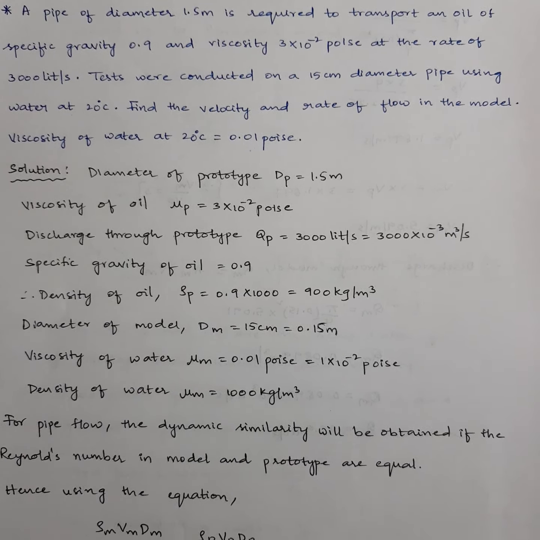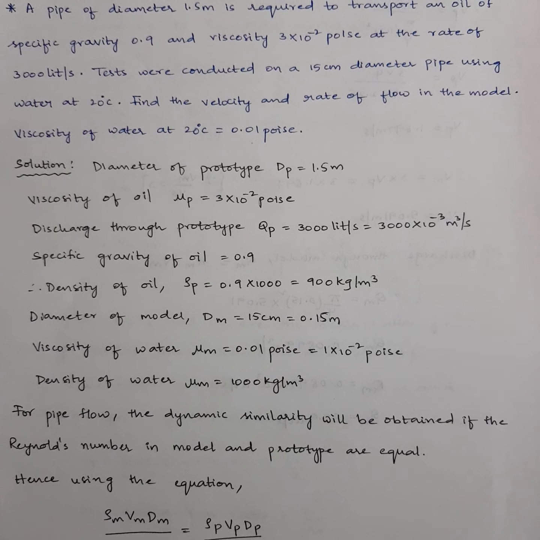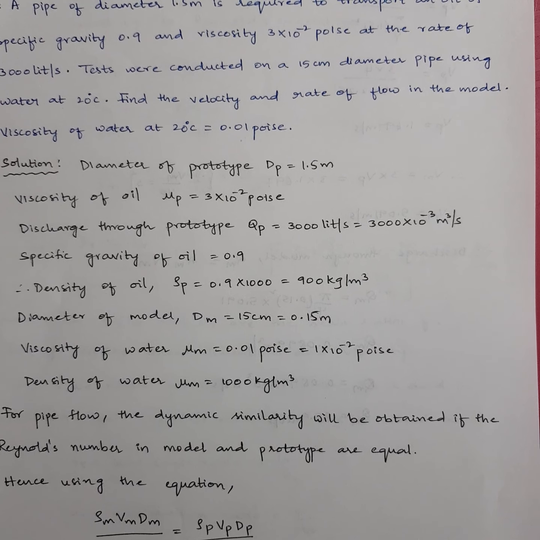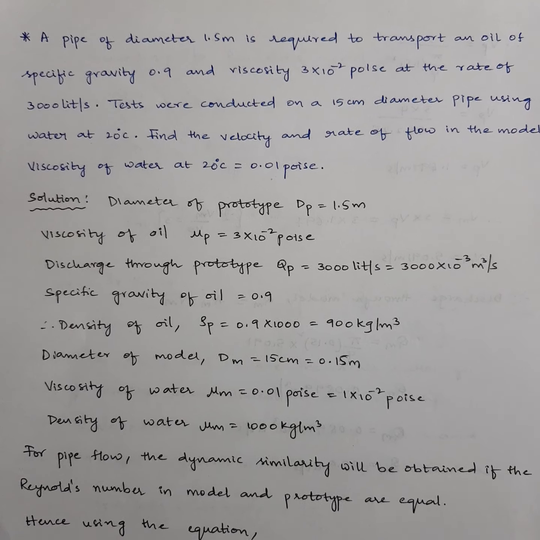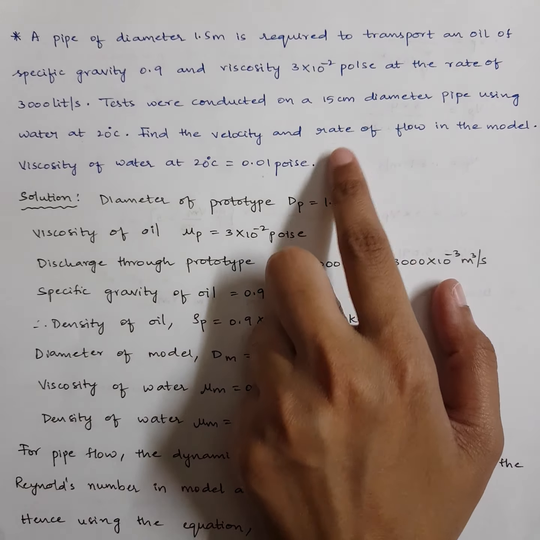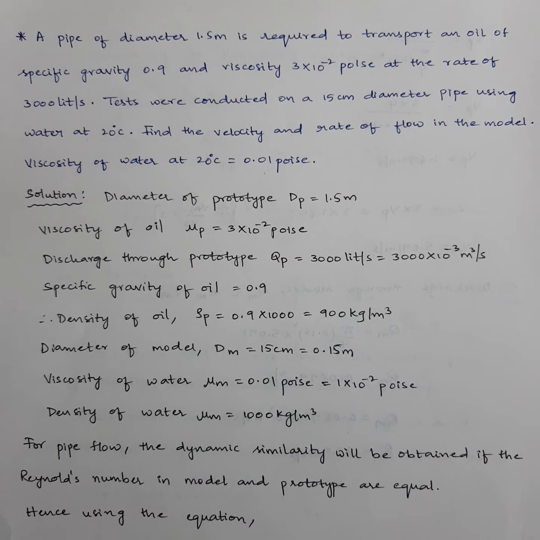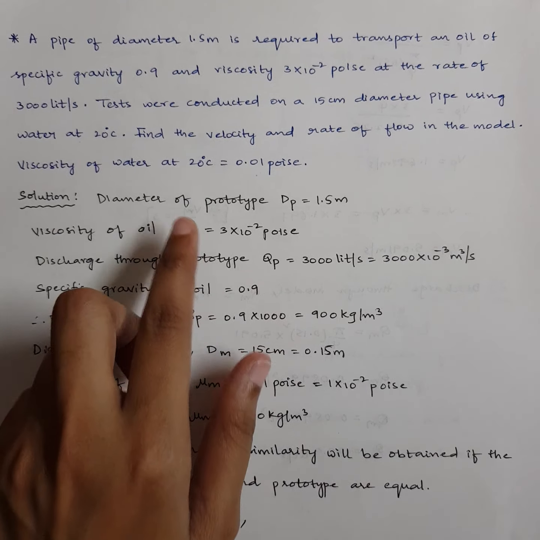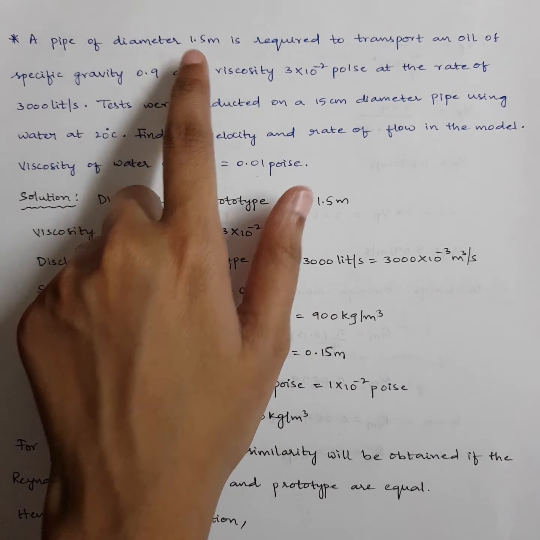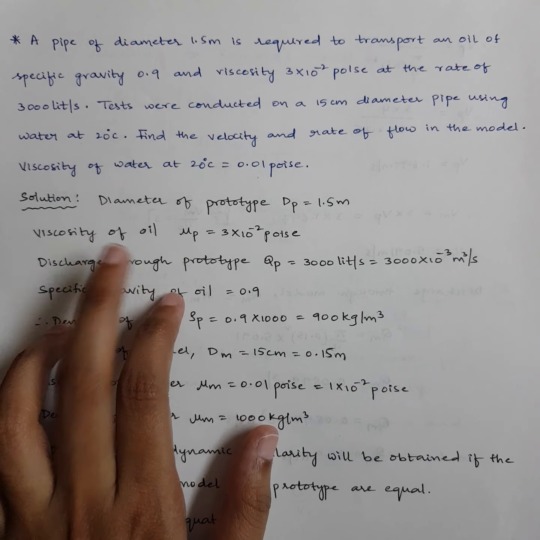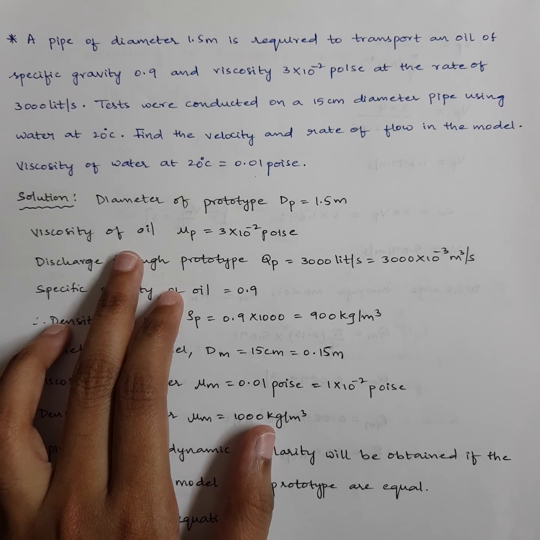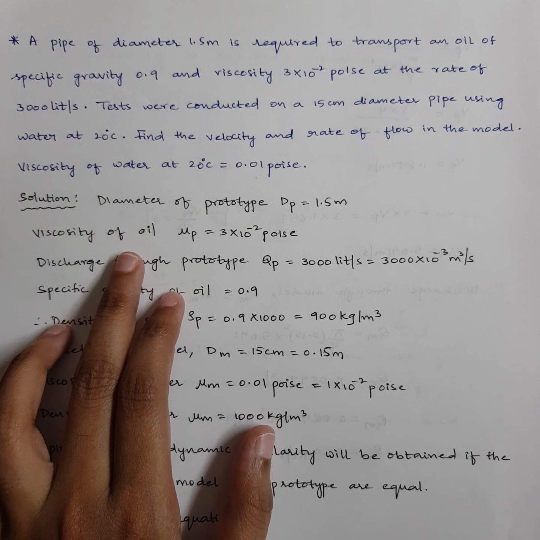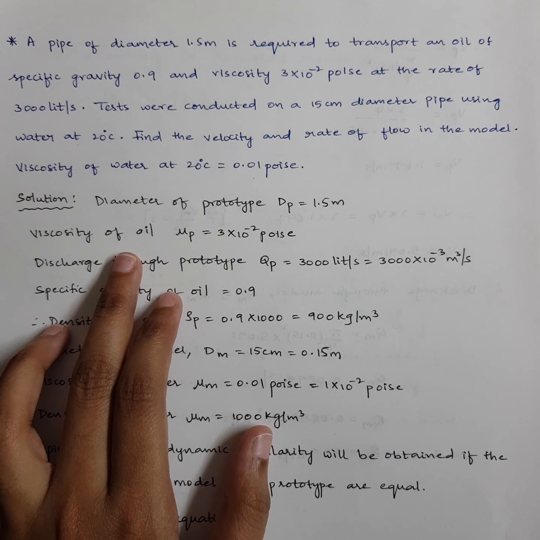So see here, you have a pipe of diameter 1.5 meters, which is the prototype. The bigger value will be the prototype and the smaller value, the 15 centimeter diameter pipe, will be the model. Obviously, prototype will be bigger than the model. Now let's start writing the given data. Diameter of the prototype Dp is given as 1.5 meters. Next, viscosity of oil. He's telling that in the prototype, the big pipe of diameter 1.5 meters, there is oil flowing.